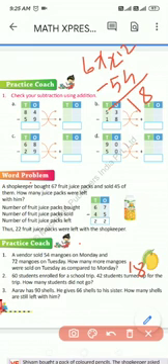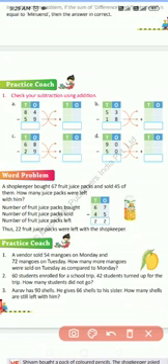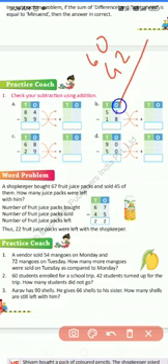Next question. 60 students enrolled for a school trip. 42 students turned up for the trip. How many students did not go? So total 60 students enrolled for a school trip. There were total 60 students, and only 42 students turned up for the trip. So we have to subtract 42 from 60.